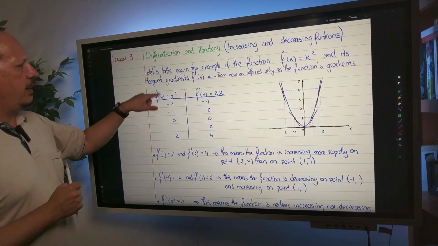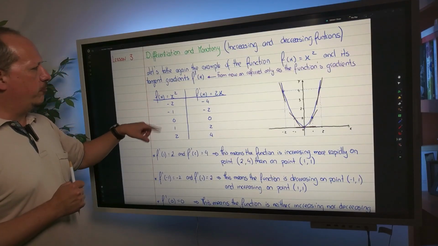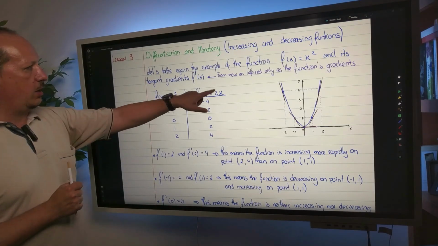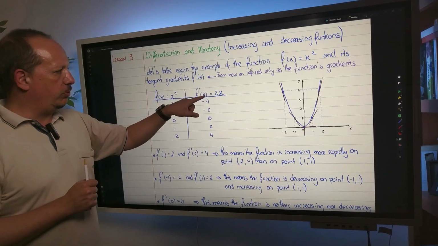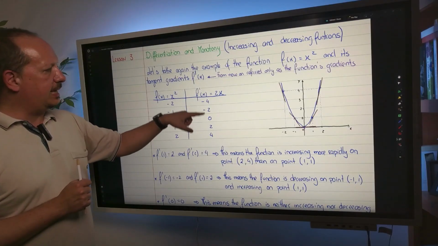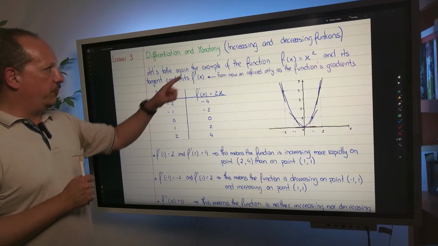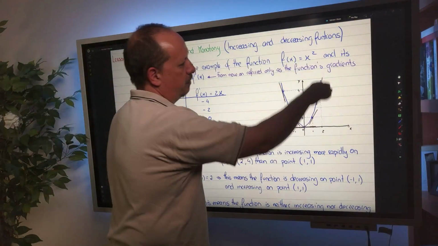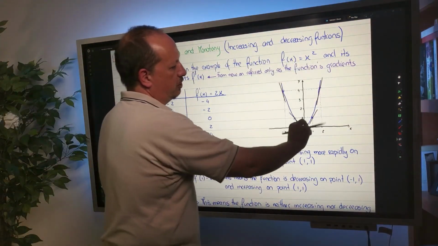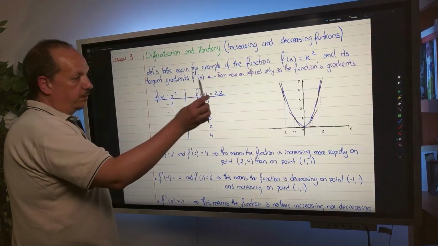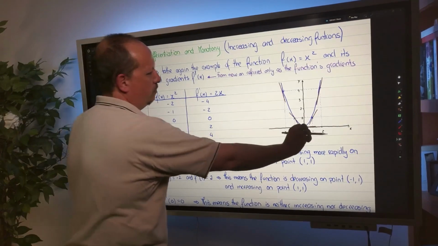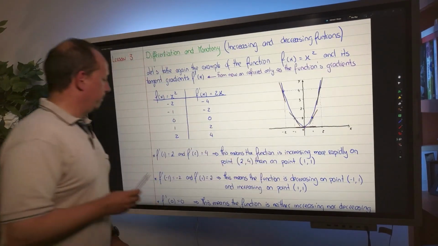Okay, so here you have x squared. I picked these 5 points, and then I just substituted these x coordinates in the expression for the derivative, and I have here the gradients of the tangents of the function x squared on these points. So basically, I have here the x squared, and here the gradients of the tangents on these 5 points. So -4, -2, 0, 2, and 4.